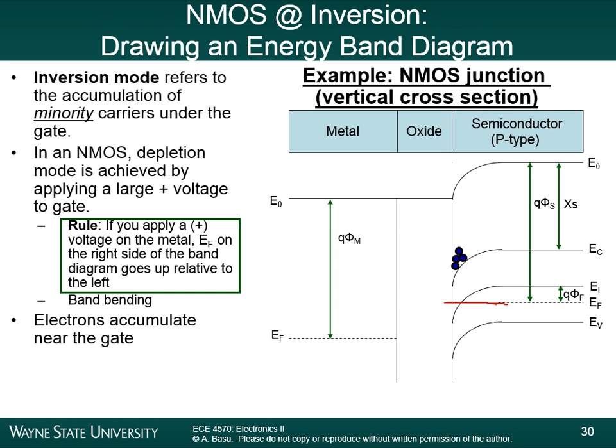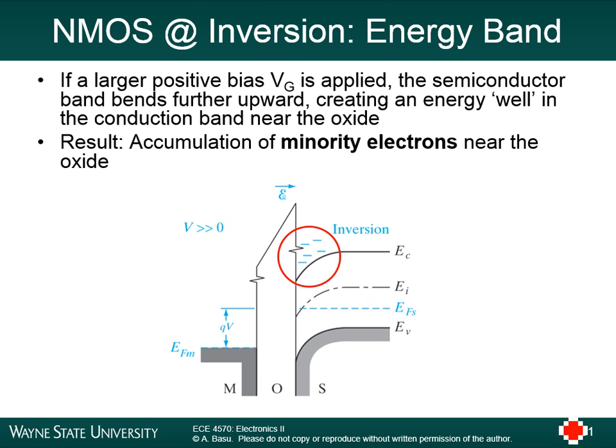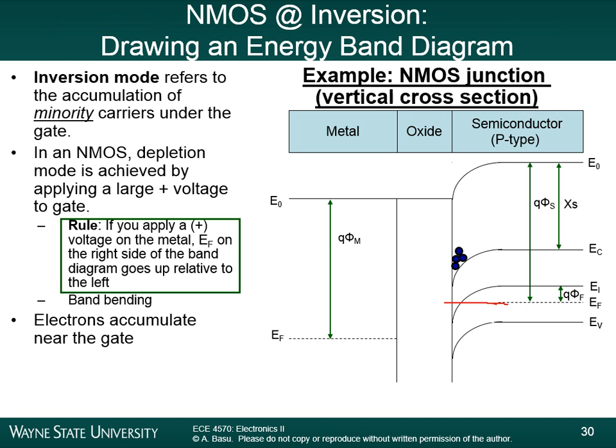So any questions on the energy band diagram for inversion? Okay. Same diagram from the book. So the result is the accumulation of minority electrons near the oxide. The best way to do these types of problems is just to practice. Practice drawing out the band diagrams at accumulation, inversion, and equilibrium.